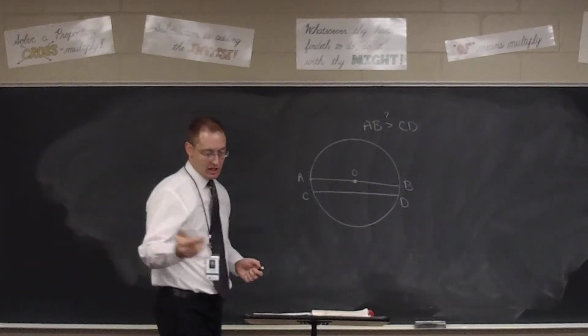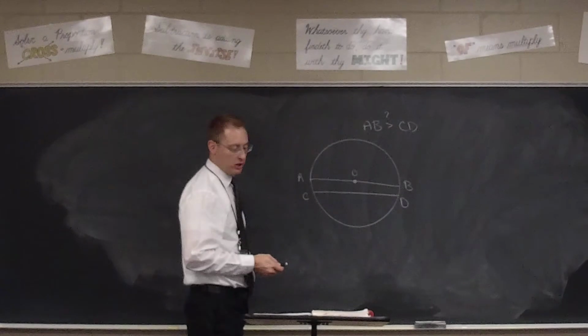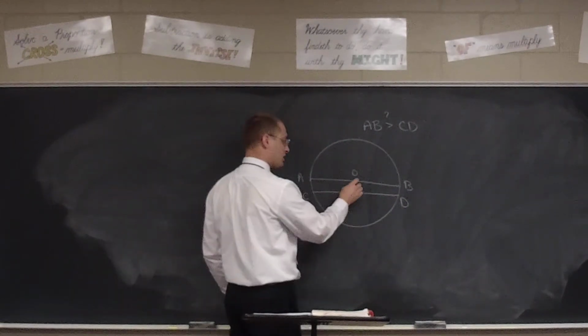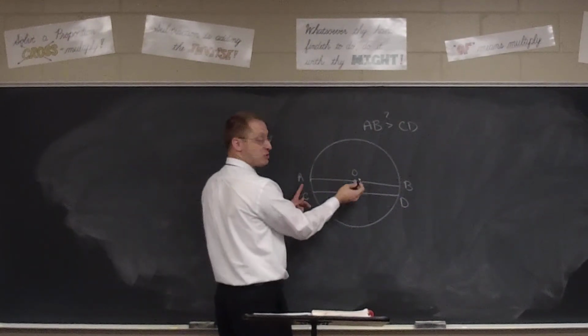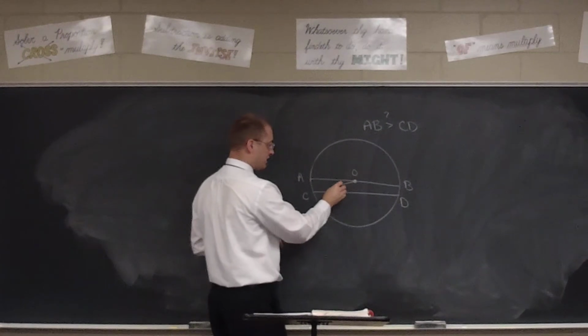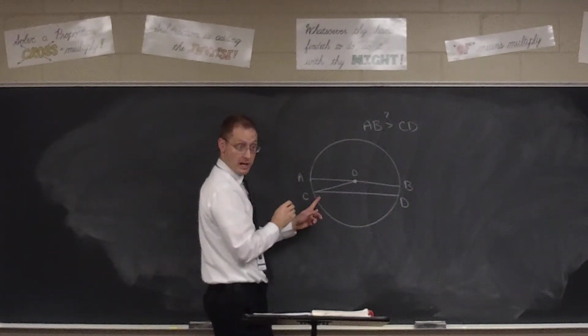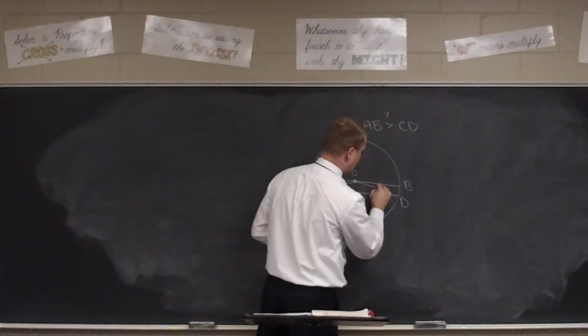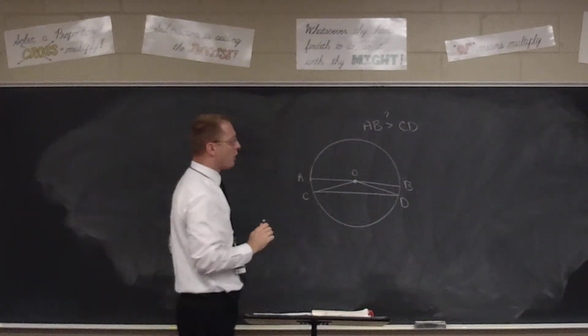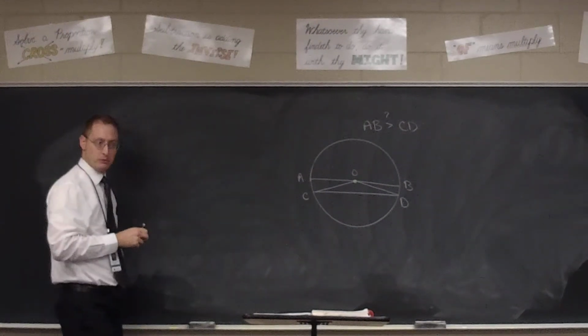There's a suggestion here. It says form a triangle containing the chord and two radii. So let's go ahead and do that. We know that between two points, one and only one straight line can be drawn. So from O to C, there's only one line you can draw. That'll be a radius, won't it? And same with OD. That's a radius as well. What do we know about all radii in a circle? They're all equal, right?